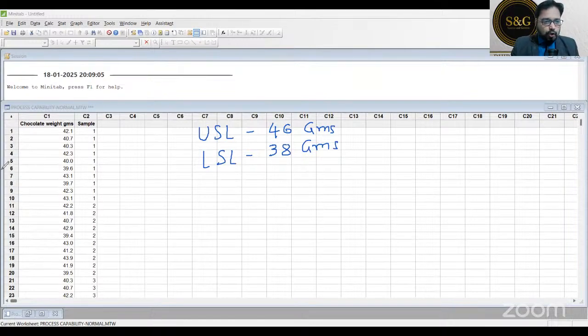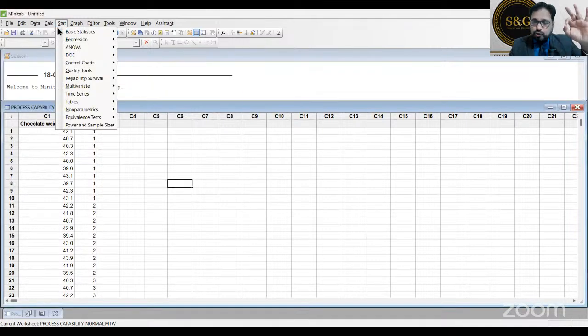Okay. Chalo. So let's go to Stat. All the new members also just follow this process, if you have Minitab installed and a laptop or desktop in front of you. Okay. How are UCL and LCL calculated? This is not UCL and LCL. This is USL and LSL. Sorry, it's not UCL or LCL. This is USL. See the difference?